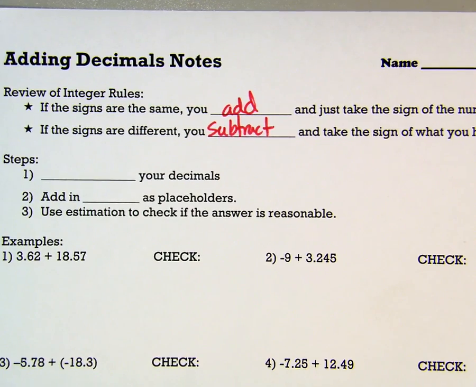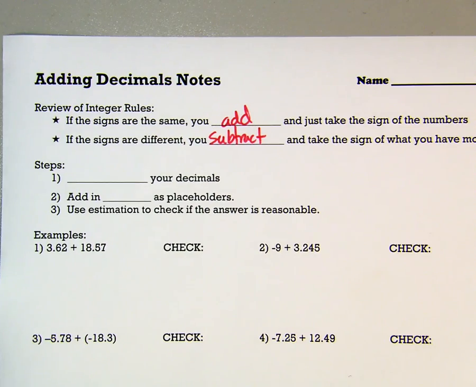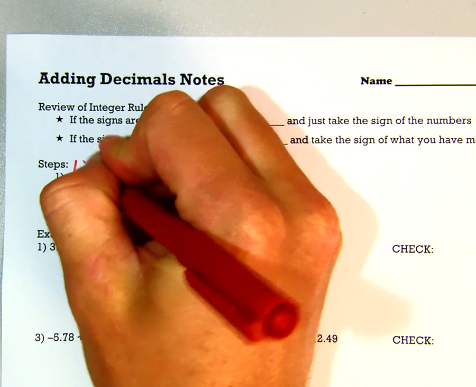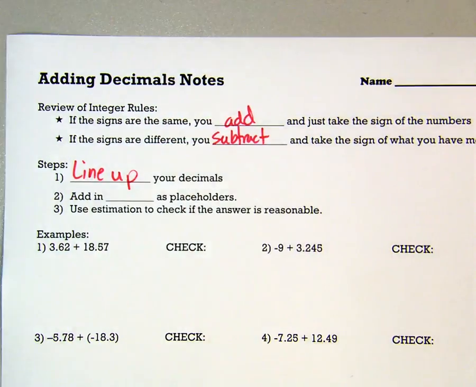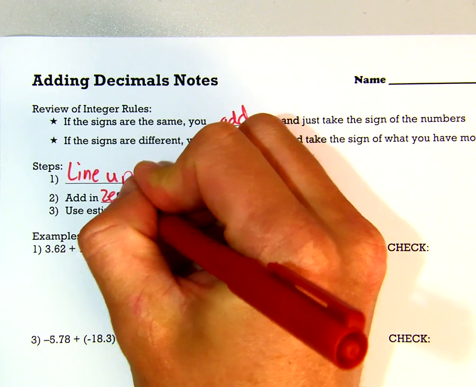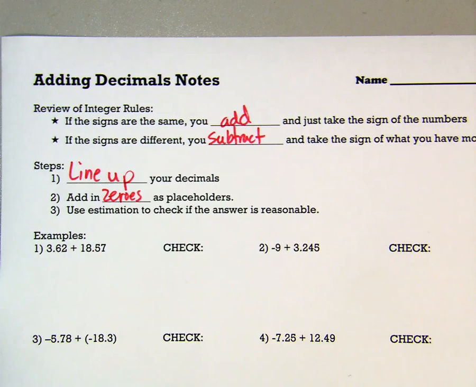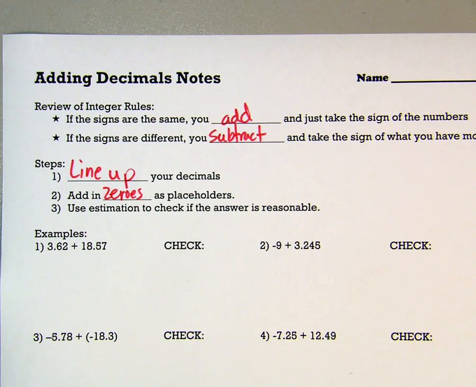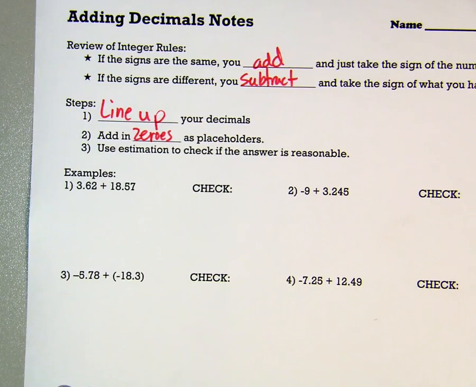Okay? Alright, so the first step for these is we want to make sure we line up our decimals. After we line up our decimals, we're going to add any zeros in for placeholders. And then third, we're going to use estimation to check if our answer is reasonable. So our first one, 3.62 plus 18.57.